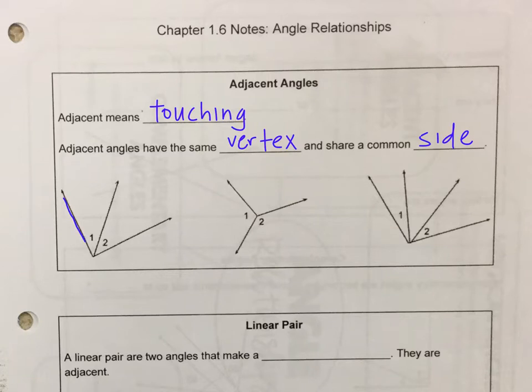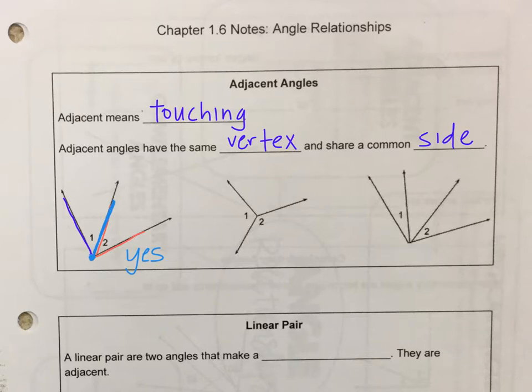So I have angle 1 in purple. Angle 2 is in red. Their vertex is their endpoint right here in blue. So they both share that, and they share a common wall. It's like they're neighbors and they share a wall. So these are adjacent angles because they're touching.